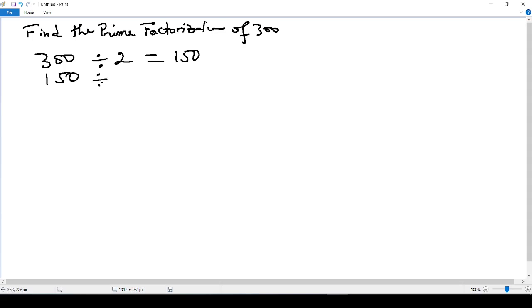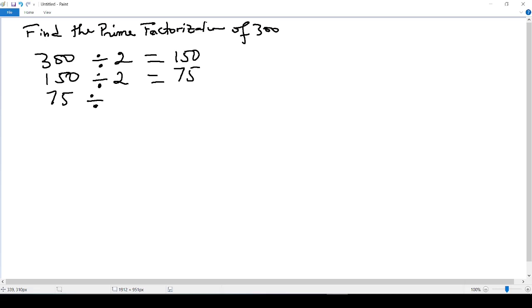We divide by 2 if possible. Can we divide 150 by 2? Yes. What is the result? 75. Is 75 a prime number? No. So we come back, we write 75. We try to divide by 2. Can we divide 75 by 2 and have a whole number? No. So what do we do? We move to the next larger prime number, greater than 2, and that's 3. Can we divide 75 by 3?